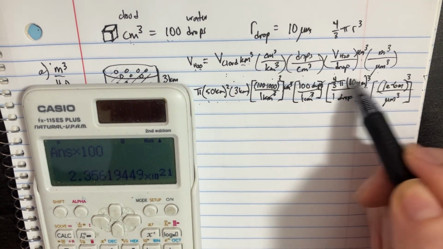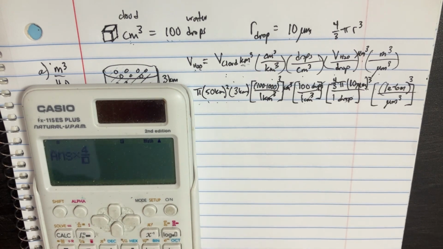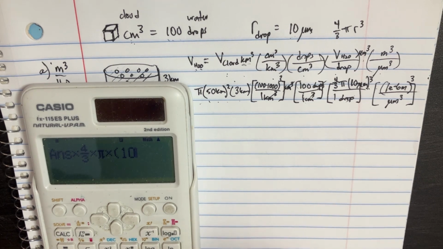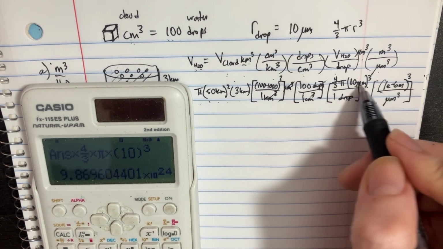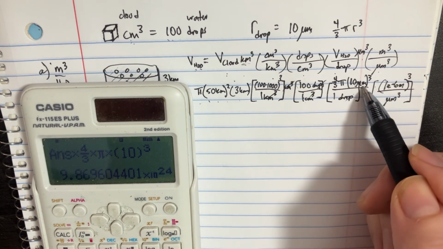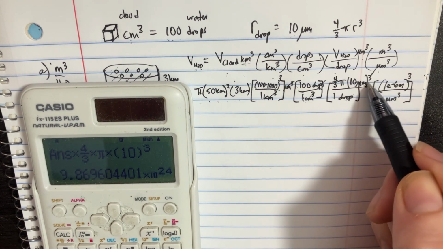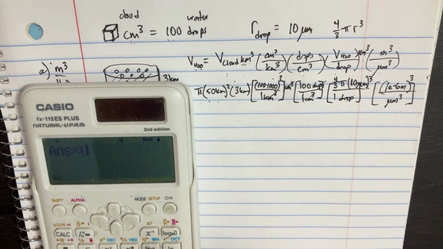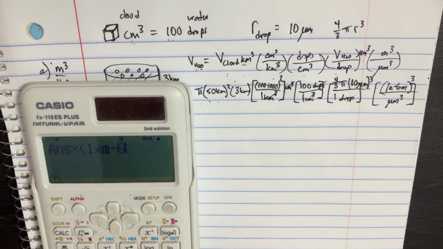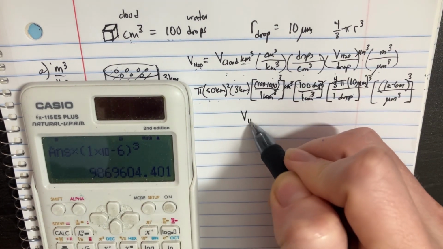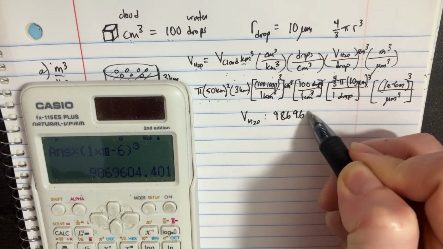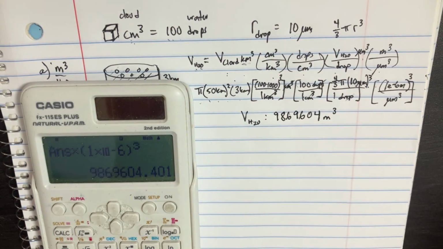And the drops are going to cancel, and we have to multiply by this number, which will be 4/3 times pi times 10 to the third power. I'm not doing anything weird with that 10. I'm just putting it to the third power, because now we have the number of micrometers. And in order to get the number of meters, we have to multiply it by this number, which is going to be 1e to the negative 6 to the third power. And now we've figured out that the volume of H2O is going to be 9869604 meters to the third power.